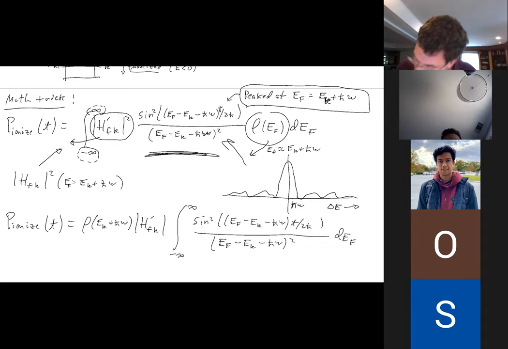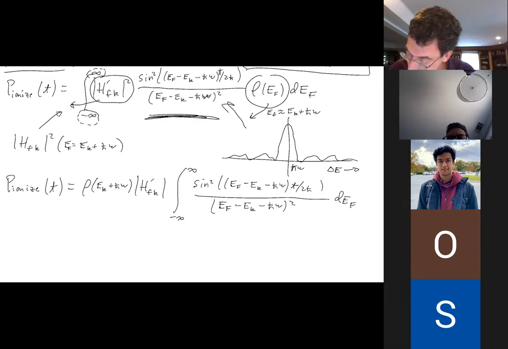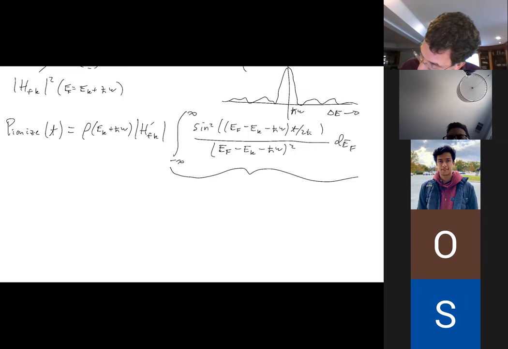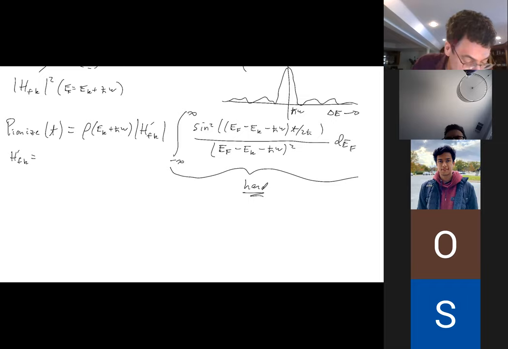So this is the hard part, but it's not that hard. We've got to deal with that integral. It's a very famous integral. Before I do anything, let me remind you what H prime FK is. That's my final state at EK plus h bar omega, then my H prime of r, the time-independent part of my perturbation, and then my initial state. This, of course, is going to be E naught dot r of the laser, basically the amplitude of the laser beam.